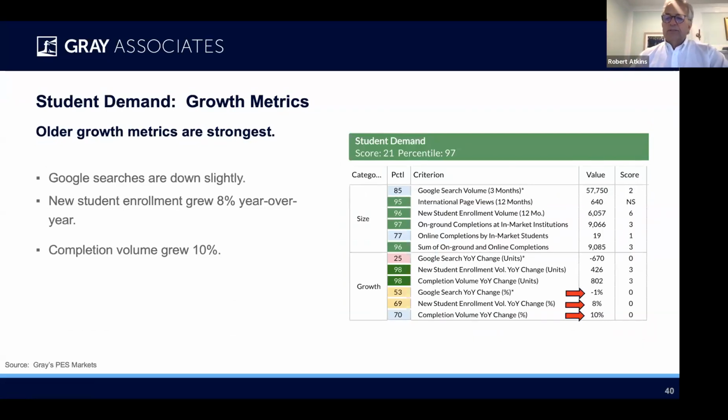Speaking of growth, some of these metrics are good and some are not so good. If you look, the older metrics, or the metrics that are more dated, I guess a better way of saying it. Completion volume's up 10%, but remember that reflects what people were looking for 4 or 5 years ago. New student enrollment is still up 8%. That's about a year old, but that's not bad. Google search though is beginning to give us a warning signal, down 1%. So this is one where I'd keep an eye on it if I were running it in terms of what I'm doing from staffing and number of sections I'm going to run, and keep track of how my enrollment is doing. Because I may be looking at at least a flattening, if not a dip, coming up.